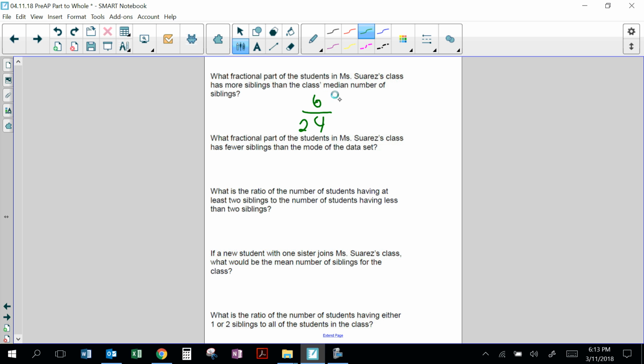Can I simplify that? You bet you can. Divide the numerator and denominator by 6, and you get 1/4. So 25% or 1/4 of the class has more siblings than the median.